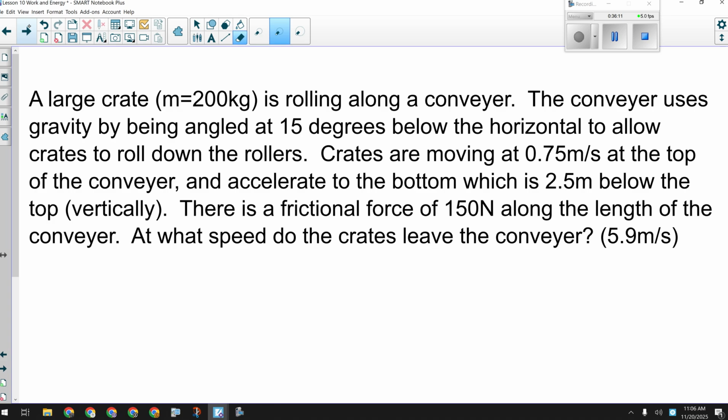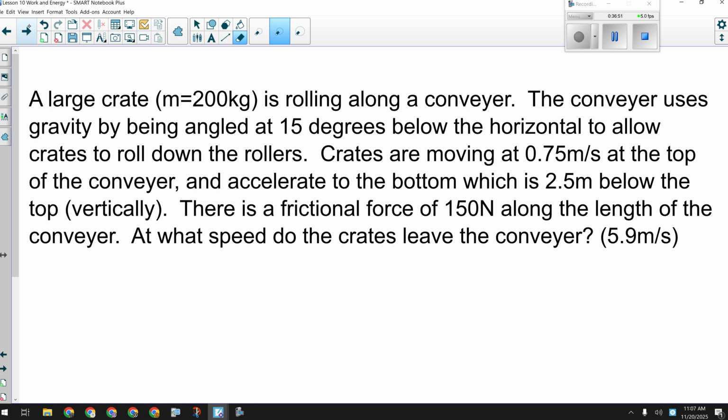All right, try this one. Similar thing. You've got a crate rolling along a conveyor. It's angled at 15 degrees below the horizontal, so these crates are rolling down this conveyor, so downward. Crates are moving at 0.75 meters per second at the top. They accelerate to the bottom, that's 2.5 meters below the top, vertically. That's not the length of the conveyor. There is a force of friction of 150 newtons along the length of the conveyor. I want to know how fast they're going at the bottom of the conveyor.